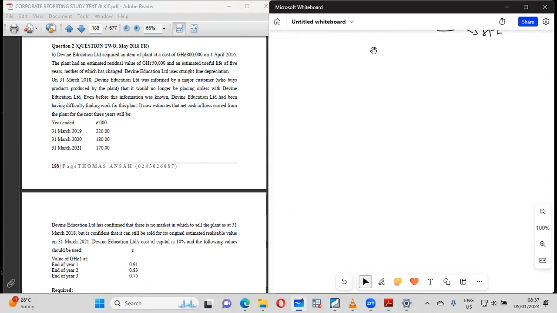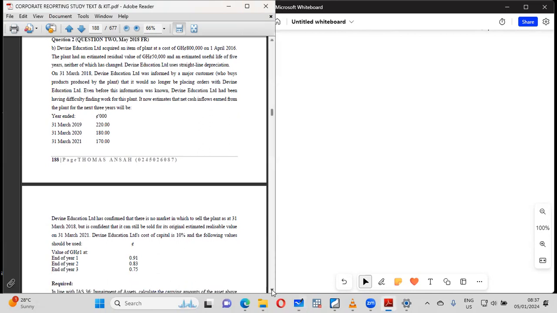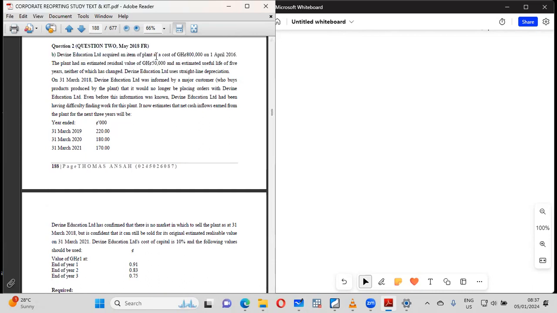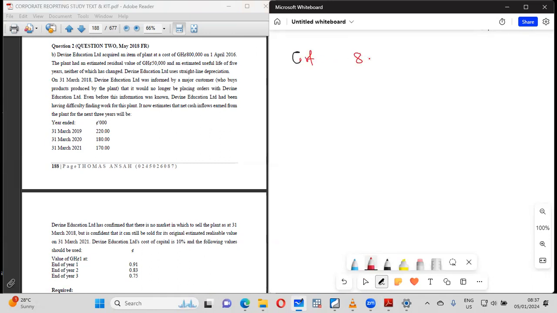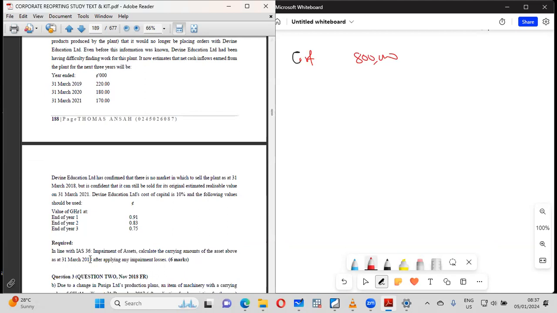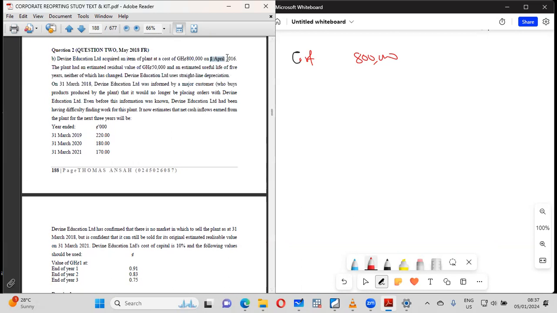So the last question, what happened? All right, so we are supposed to talk about impairment, and there is a plant. Divine Education acquired a plant at cost 800,000. So we have the cost. It's the same thing, three things we are looking for. So we have 800,000 on 1st April 2016. Let's see the accounting year end of this entity. We are supposed to be doing this at 31st March, meaning that the accounting year always starts at what? April. All right, so that's fine.